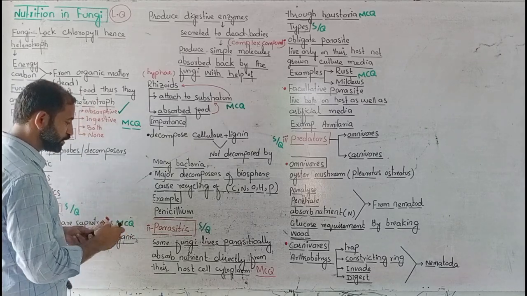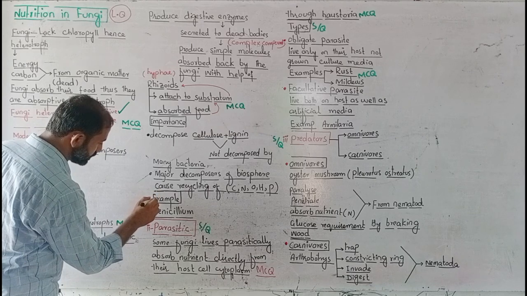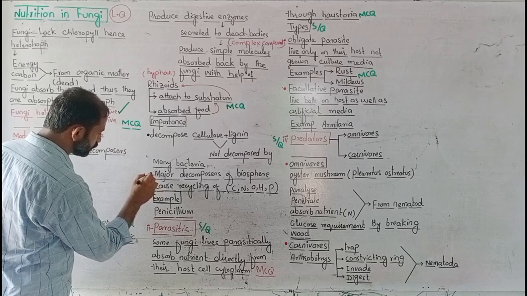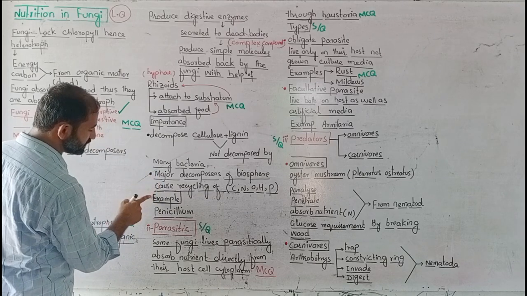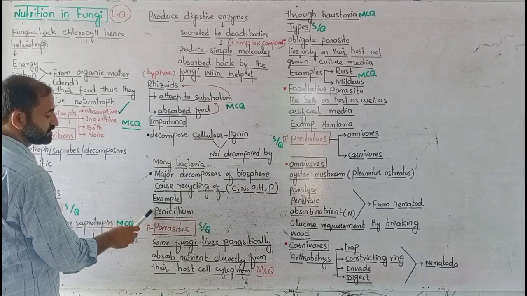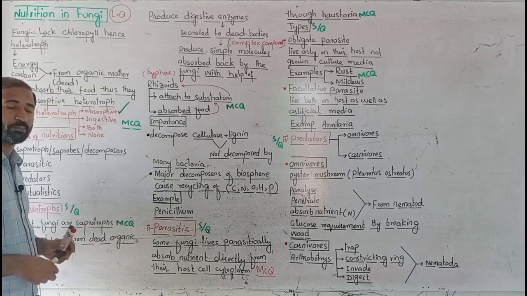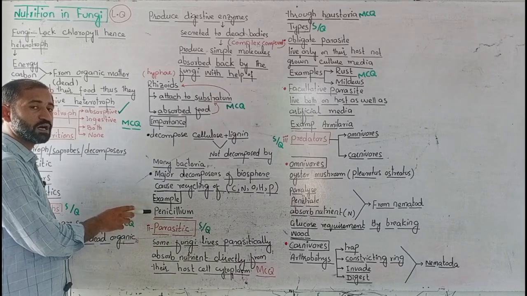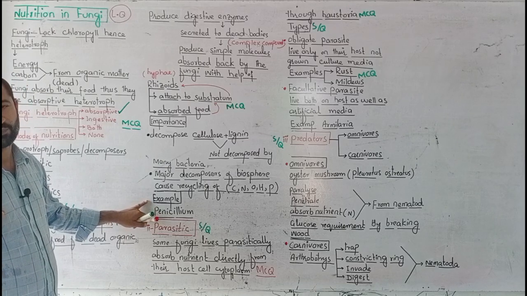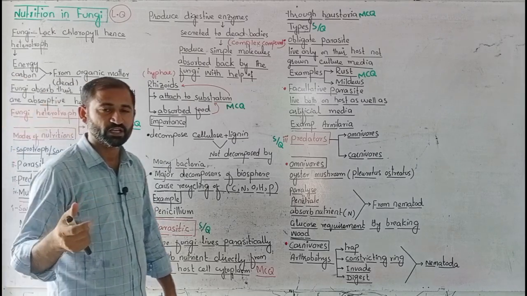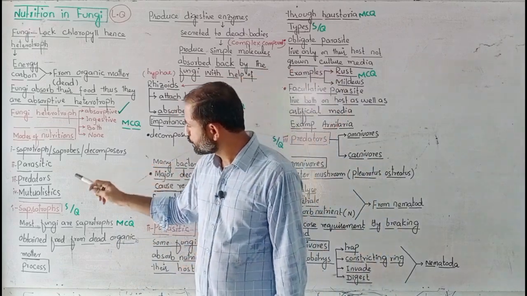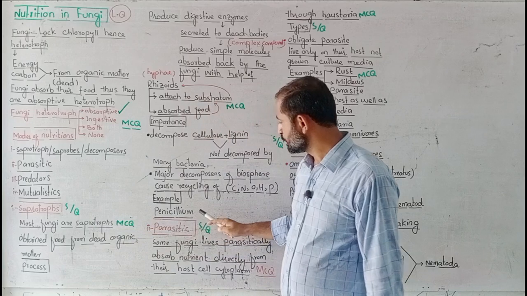And next is the example. The example is not mentioned in your textbook, so you have to write this example in your textbook in this topic: Penicillium, or Penicillium notatum, is an example of decomposer fungi. That part is completed, how fungi act as decomposers, the decomposition method of nutrition in fungi, from saprotroph to Penicillium.